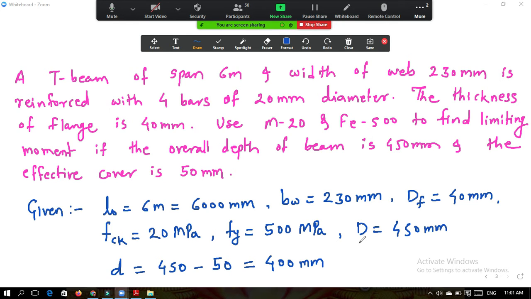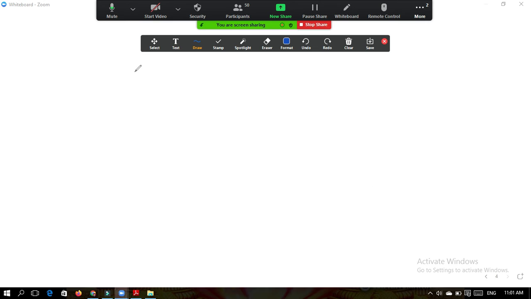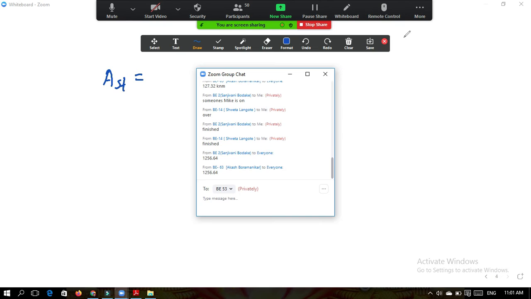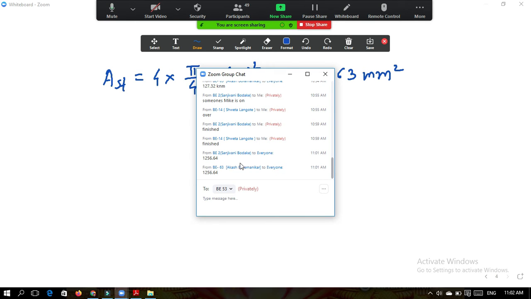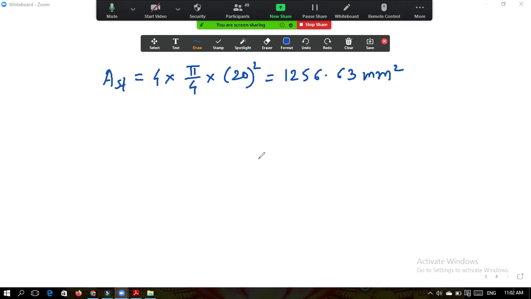Okay. So now calculate the area of steel. What is the area of steel? How many bars? 4 bars of 20 mm diameter. So area of steel Ast is equal to 4 bars of 20 mm diameter, which is 1256.63 mm square. This is the area of steel. Correct. So now we got the value of area of steel.